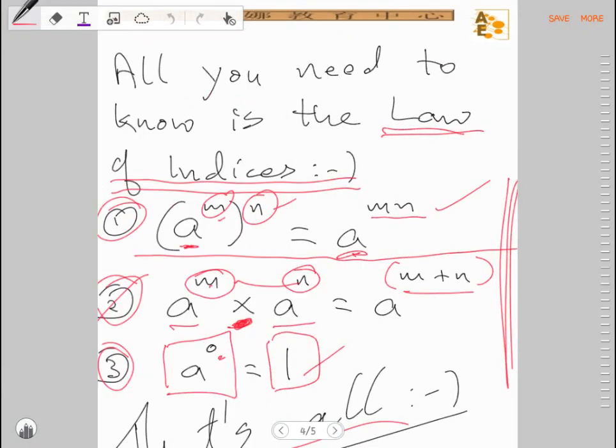And the fourth one, which is the most important, is what we need to know. Okay, we need to know the law of indices. The law of indices are extremely important to apply this method.